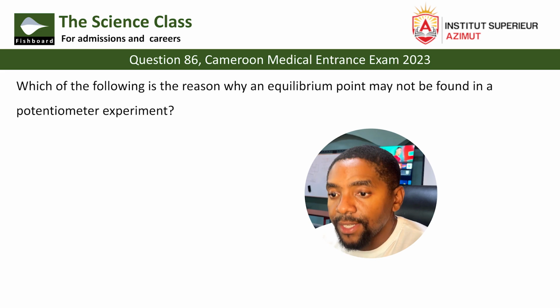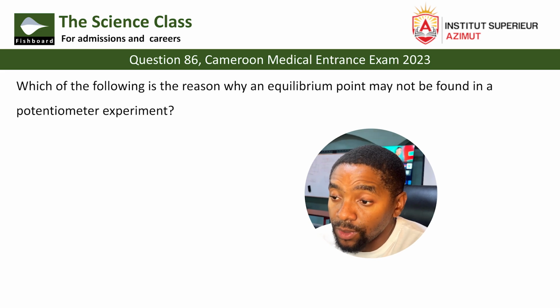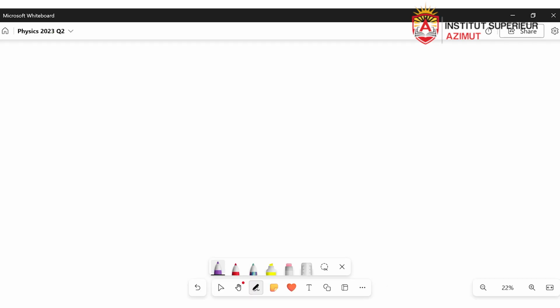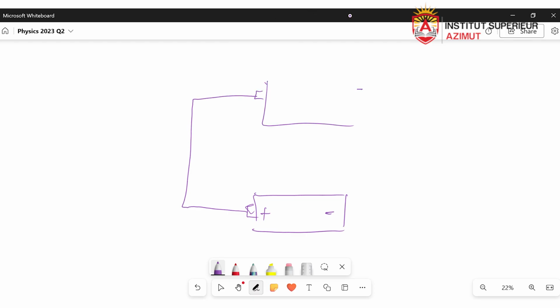Which of the following is the reason why an equilibrium point may not be found in a potentiometer experiment? All right. Before we look at the potentiometer, let us just look at what they are referring to when they talk about the equilibrium point. So suppose you find a cell in your house. You don't know the potential difference across this cell. And then, you find out you actually have 2 of them. And you connect them this way. So this type of connection of 2 cells is called a parallel connection, because you have connected the positive terminals of the cells together and the negative terminals together.